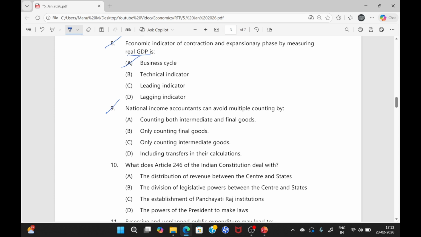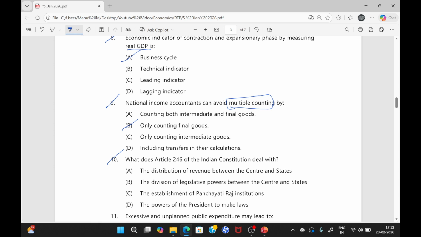Ninth one. National income accounts can avoid multiple counting. The challenge in national income accounting is multiple counting, counting the same quantum of production again and again. This can be solved by which of the following measures? Obviously, if you count the final products, then this problem can be solved. When you count the intermediate goods, only then will we come across this problem.